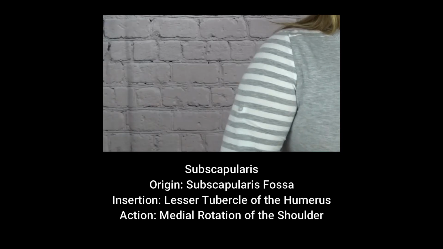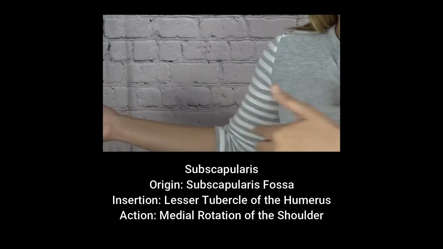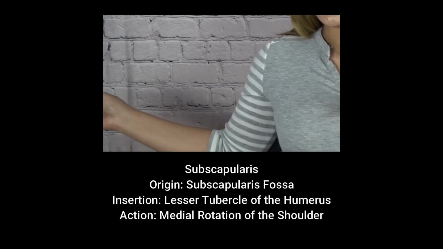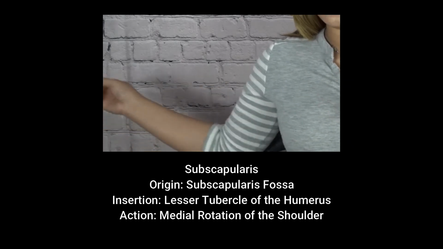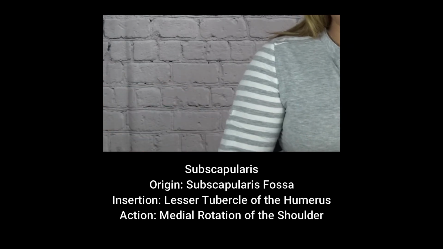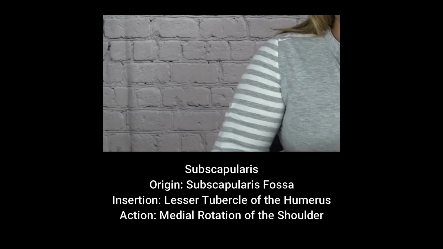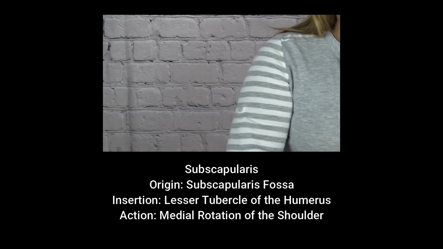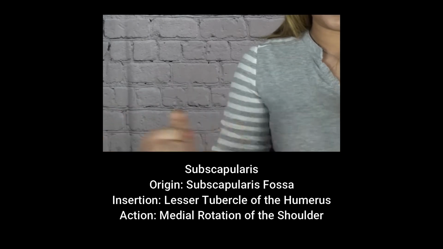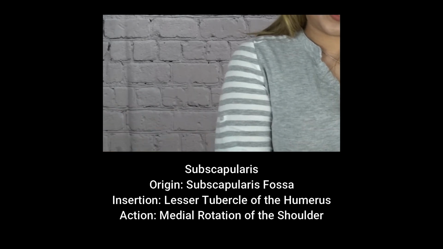So that's it. And now this is the specific origin and insertion, and its action would be medial rotation of the shoulder. As you can see, if lateral rotation is going outside, then medial rotation is going inside. So your shoulder is going to rotate towards the inside of your body, like you can see in the video.